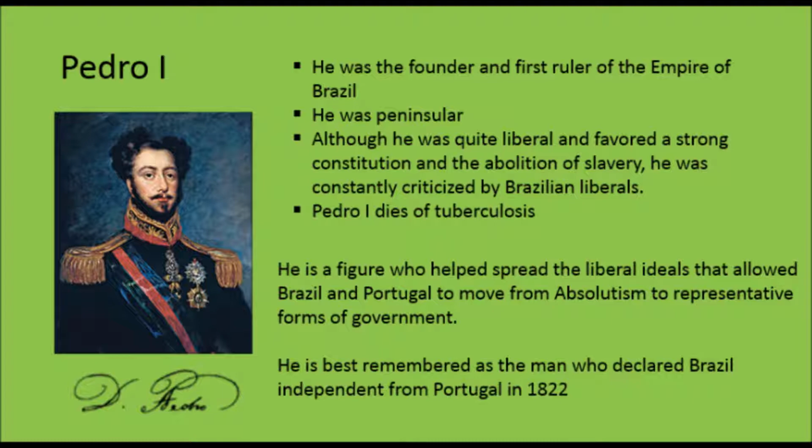Even though he was quite liberal and favored a strong constitution and the abolition of slavery, he was constantly criticized by Brazilian liberals, and he died of tuberculosis. He was a figure who helped spread the liberal ideals that allowed Brazil and Portugal to move from absolutism to representative forms of government, and he is best remembered as the man who declared Brazil independent from Portugal in 1822.